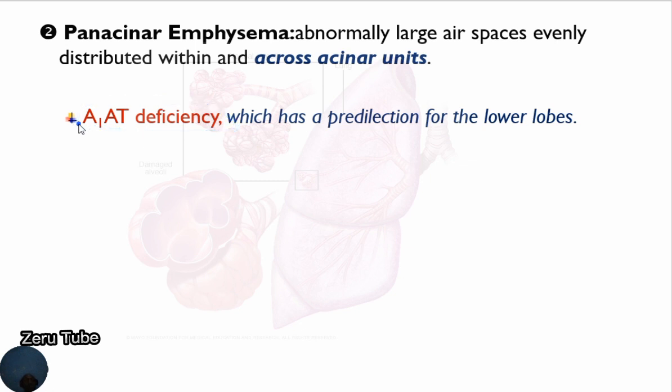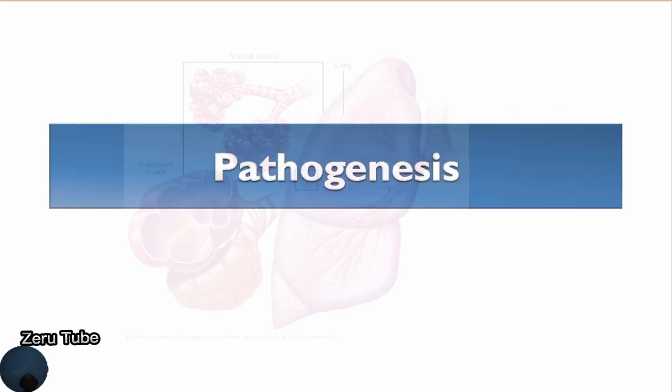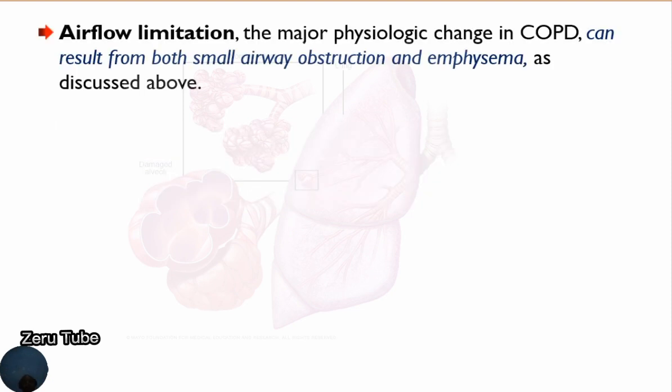The first one is associated with cigarette smoking, but this one is associated with a genetic problem related to alpha 1 antitrypsin deficiency. So this is the pathogenesis and pathology of COPD.